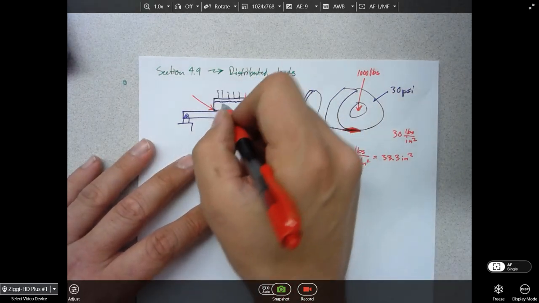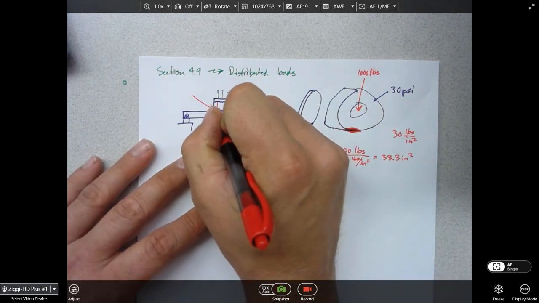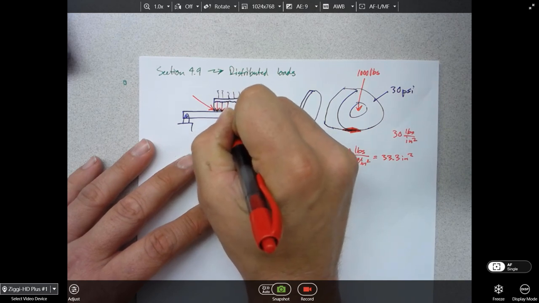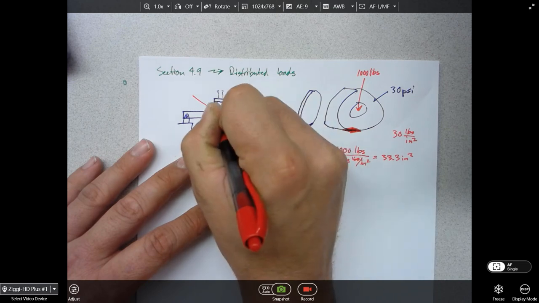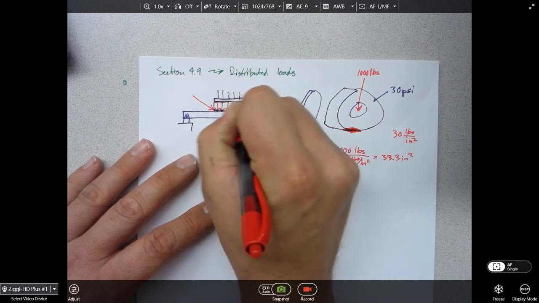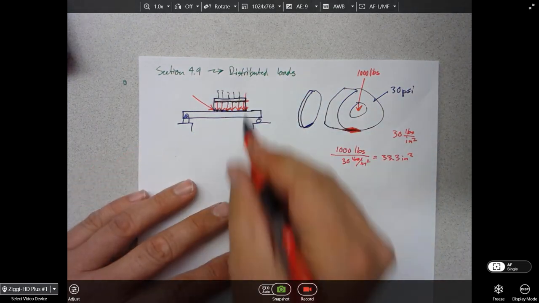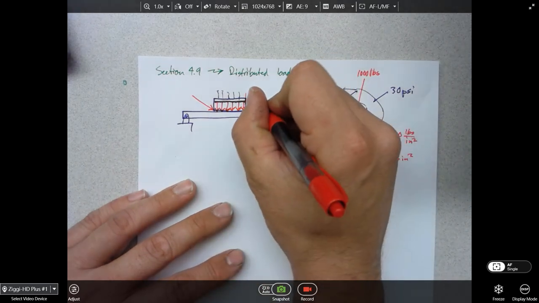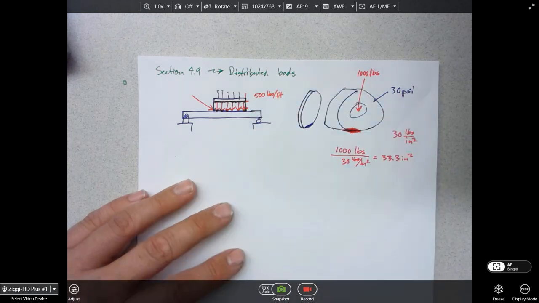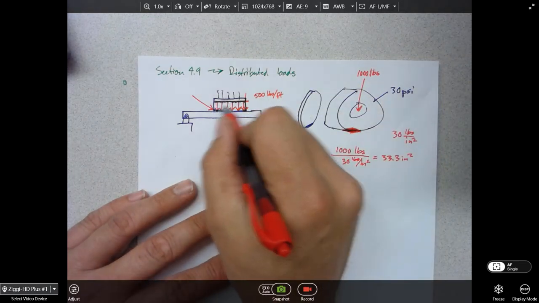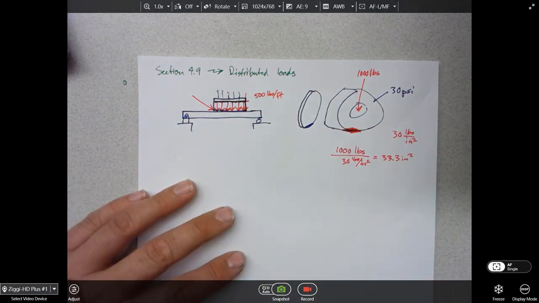And so what's actually happening here is there is a pressure, just like in the tire, that's uniform and down. But since we're doing a two-dimensional analysis, we'd say something more like, oh, maybe it's 500 pounds per foot. And that's the magnitude of this downward distributed load.